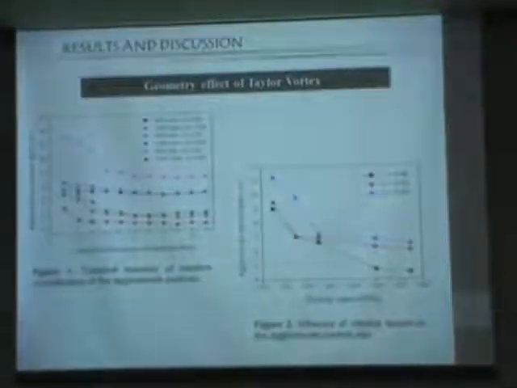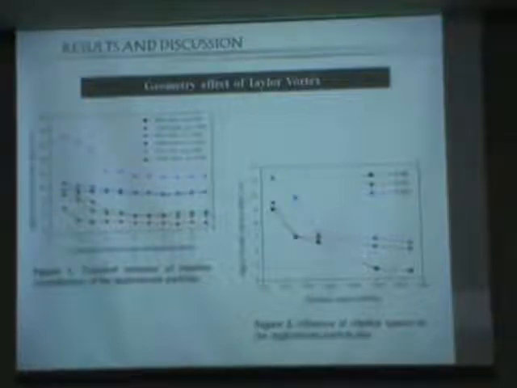So here are our results. First, we are going to compare the geometry effect of the Taylor vortex. In here, we can see the transient behavior of our reaction. This is to show you that only with 6 mean residence time, that is 60 minutes, we can get our steady state. That means that it's very quickly when we can start to have good material.